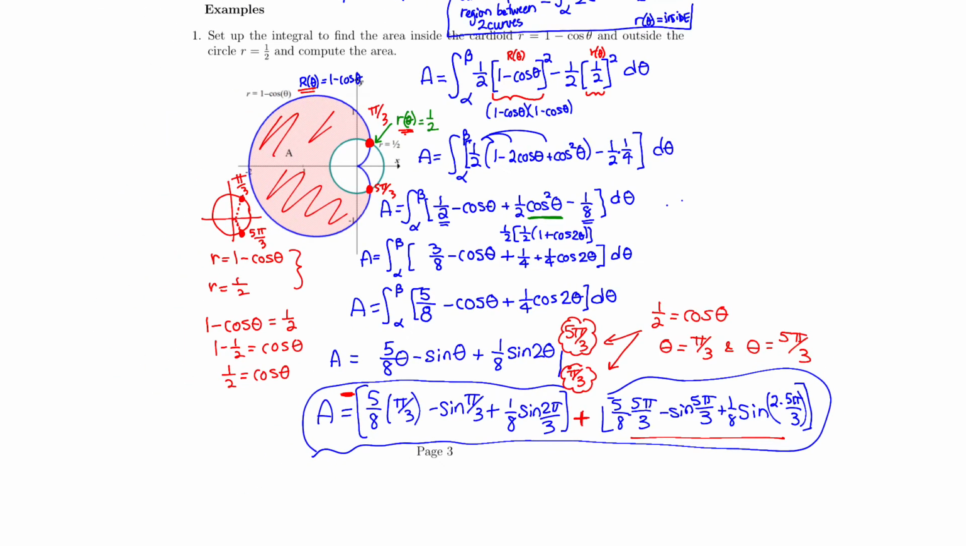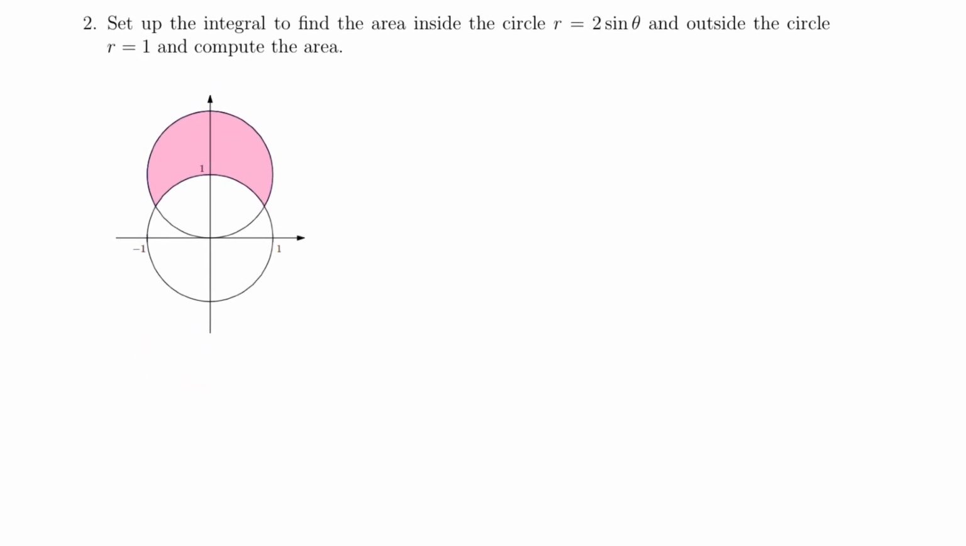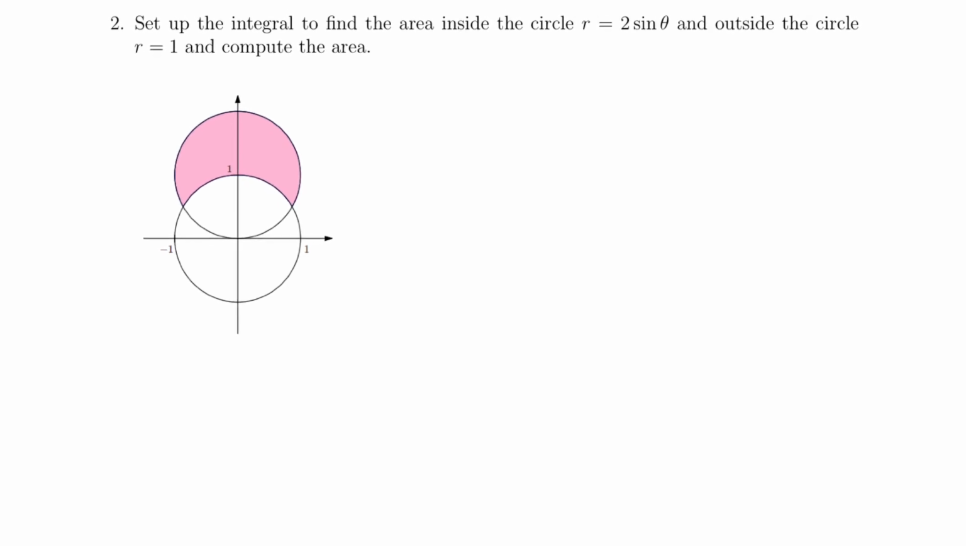Here we go. Set up the integral to find the area inside the circle r equals 2 sine theta, outside the circle r equals 1. First thing you have to decide is which curve is which curve. Oh, they told us: inside the circle, outside the circle.